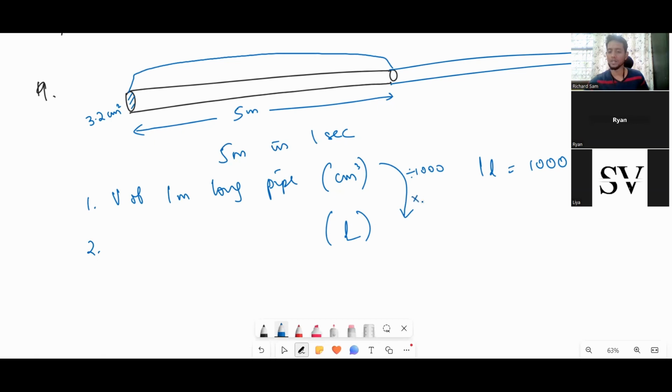Then the next step is to convert the seconds to minutes. So we have the water flowing in 1 second. You have to find the water flowing in 60 seconds. So what you have to do? Multiply with 60. So these are the two things you'll have to do to get your second answer. First is converting centimeter cube to liter. Second, converting seconds to minutes. You understand? Okay, write this as your hint. You can go and complete it.